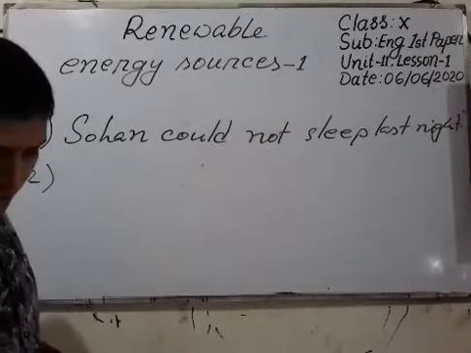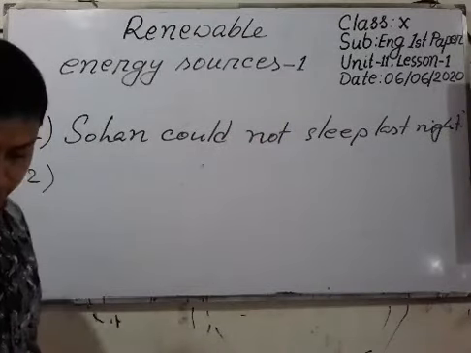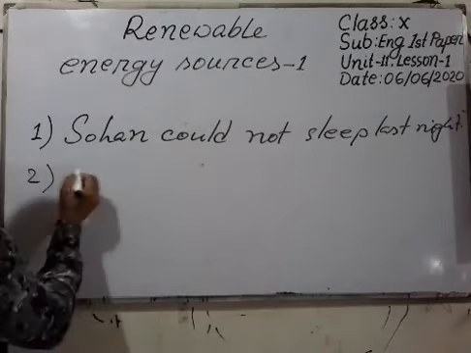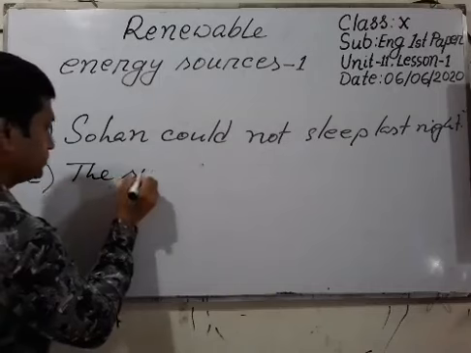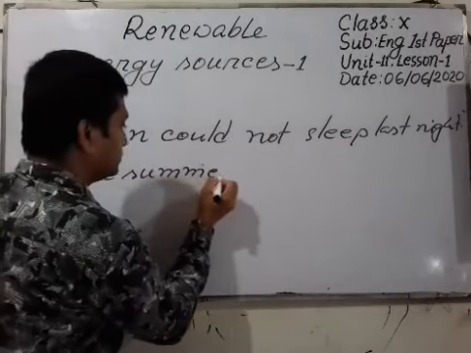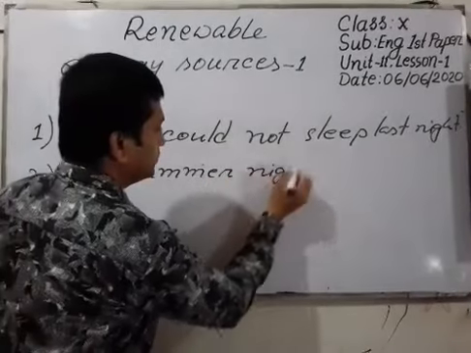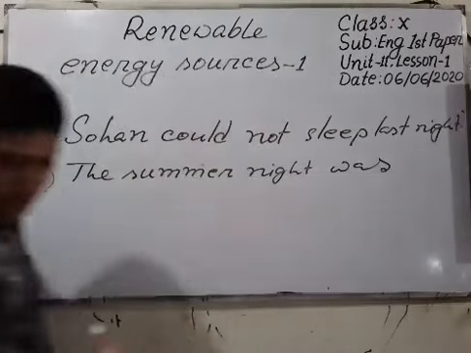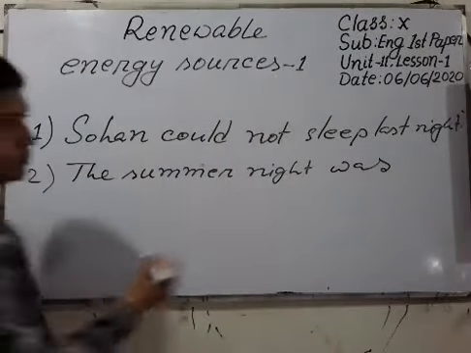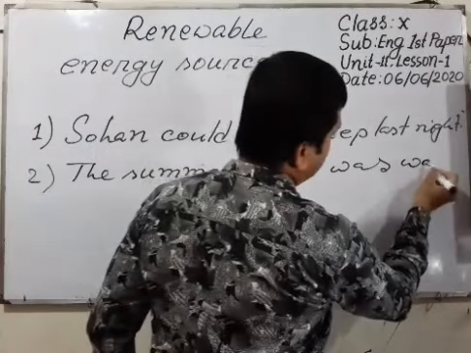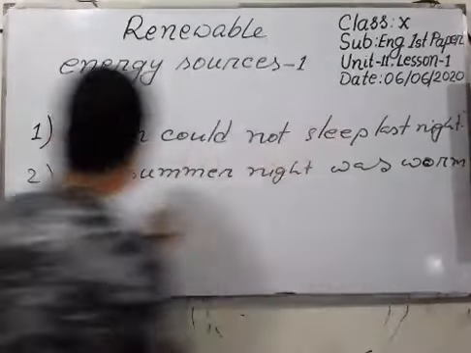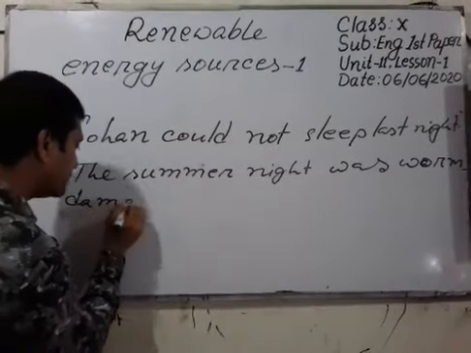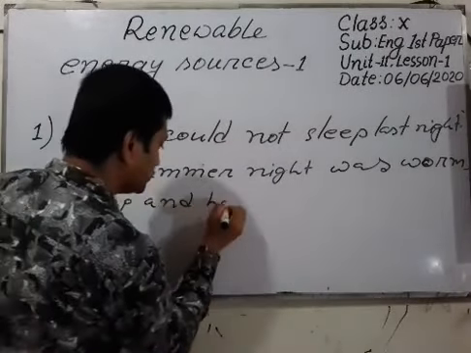Question number 2: how was the summer night? The students, how was the summer night? Already we have learned the summer night was warm, damp. Can you see it? Warm, right here, comma, damp and hot.